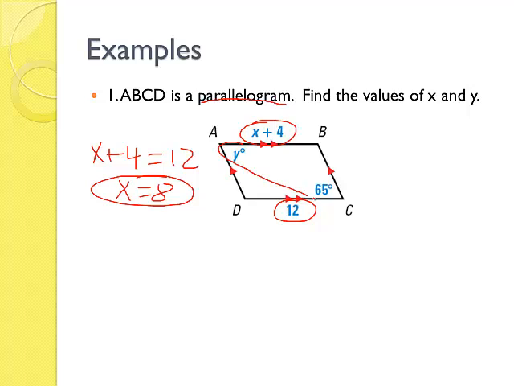Opposite angles are congruent as well, so y is going to be equal to 65. And you're finished. Those are your two angle measurements, and one value of x, which gives us 12 for the opposite sides.